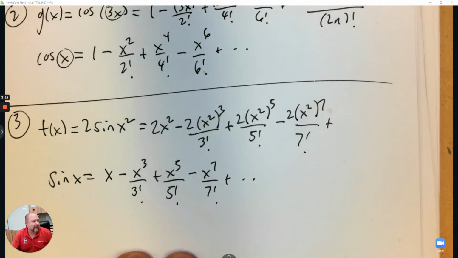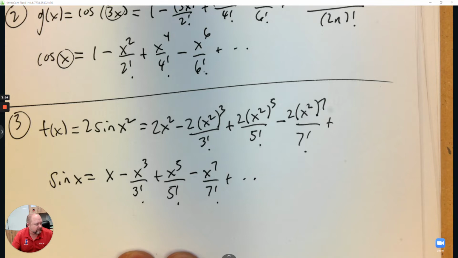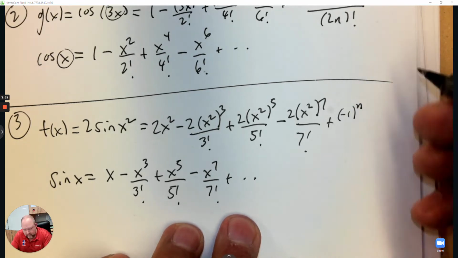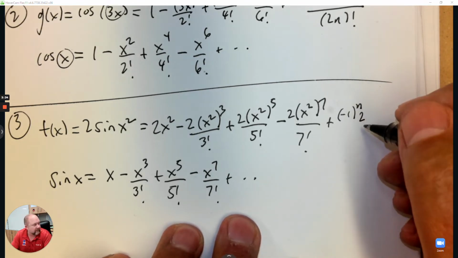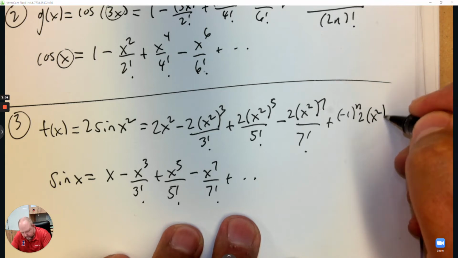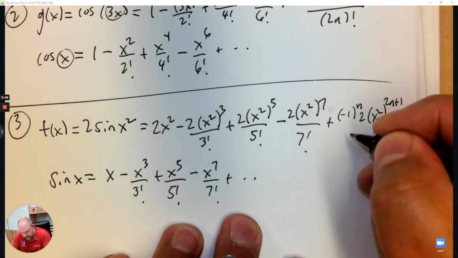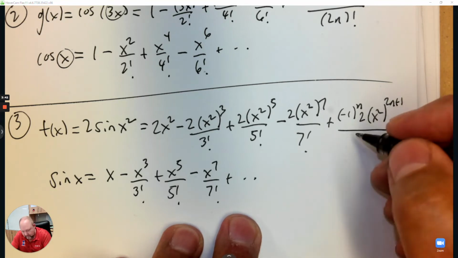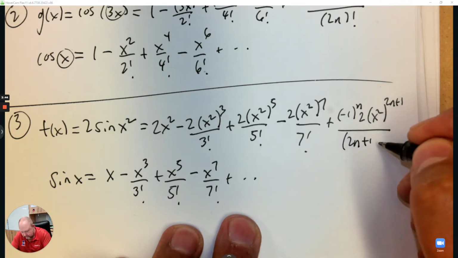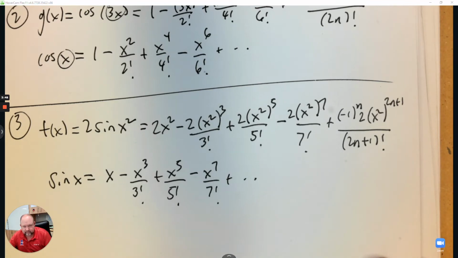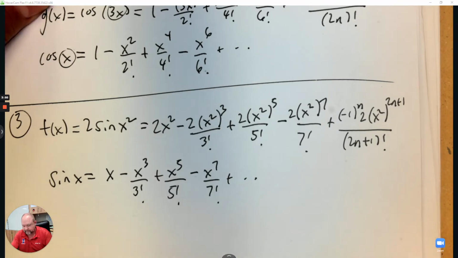Again, I'm going to help you with that nth term. And it's negative 1 to the n. It's alternating. It's 2, and it's x squared to the 2n plus 1, over 2n plus 1 factorial. Number 4.